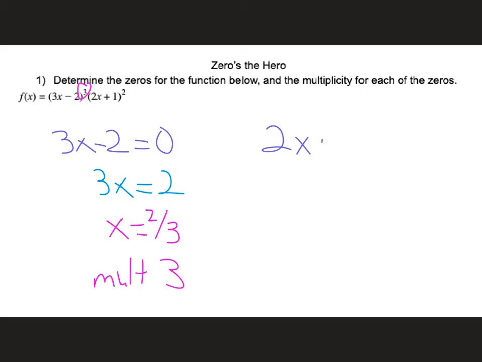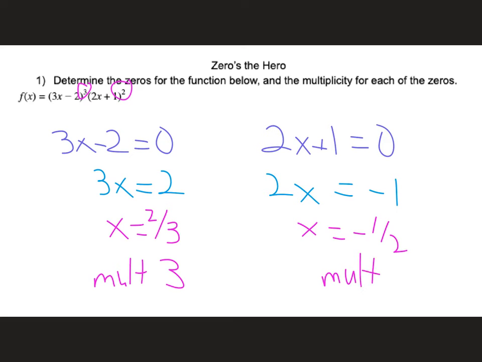Then I'll have 2x plus 1 equals 0. Subtract 1 from both sides. So that'll be 2x is negative 1. And then divide by 2, so x is negative 1/2. Again, let's look at the exponent. There is 2, so multiplicity 2.